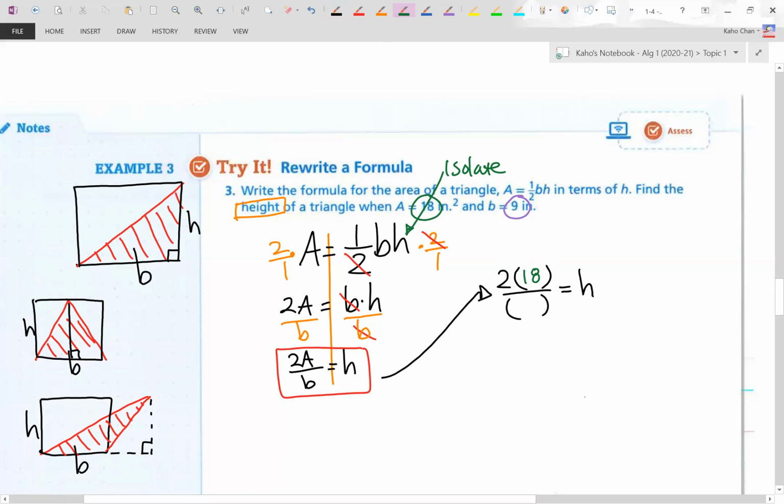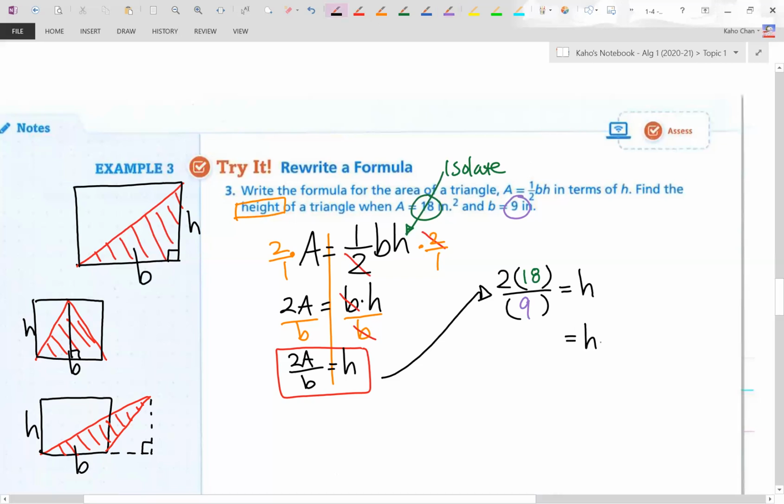That inches squared is just referring to the actual unit. That square does not affect the 18. It's just standard practice that they use in the industry. Base is 9 inches, goes in the denominator. And here you just clean it up.